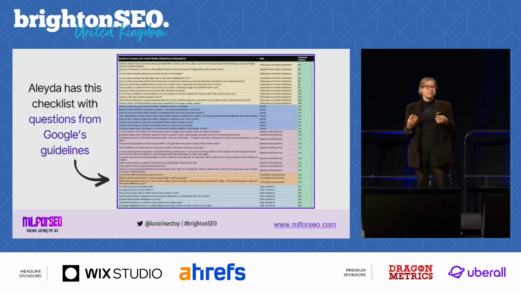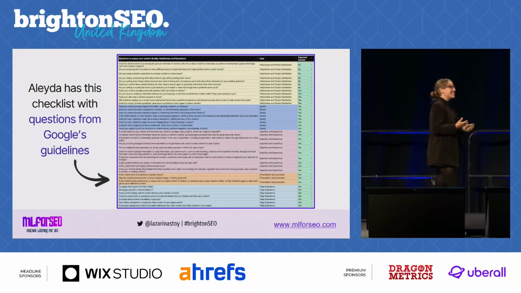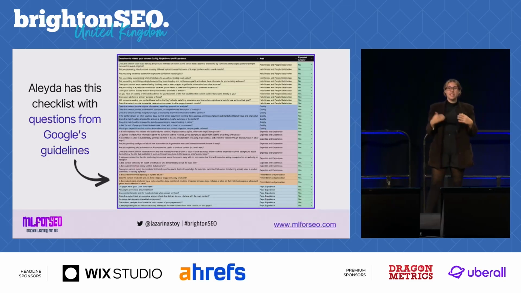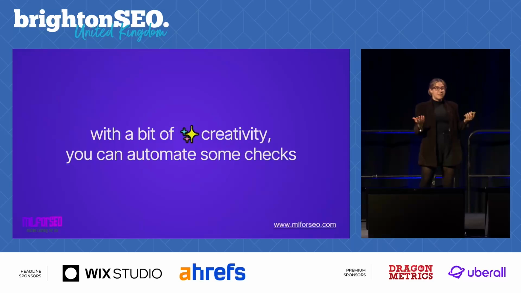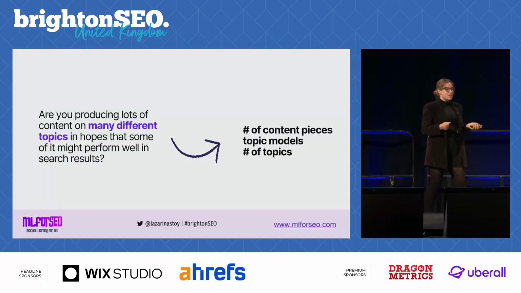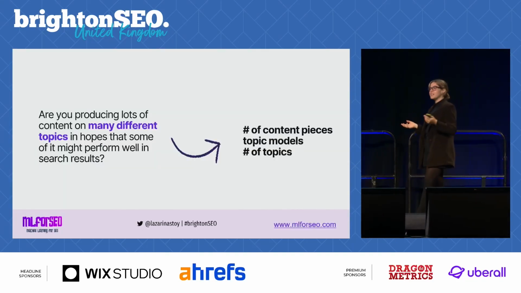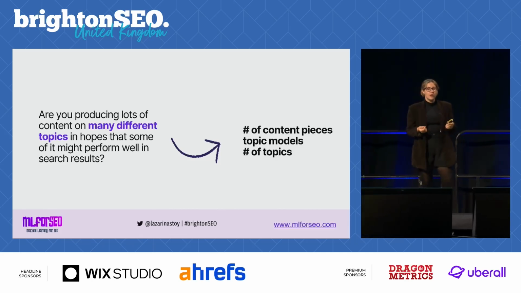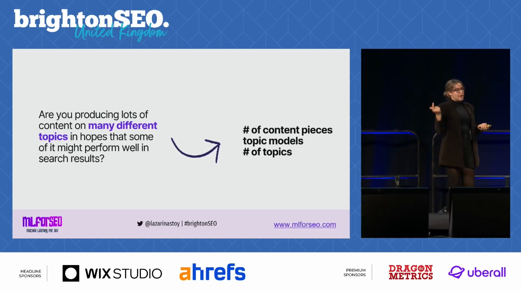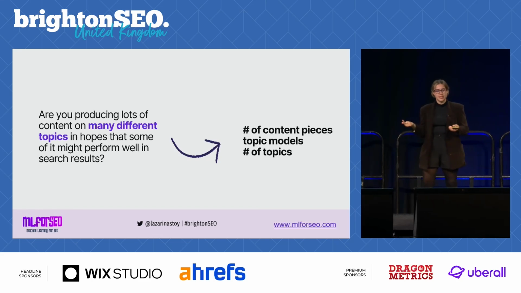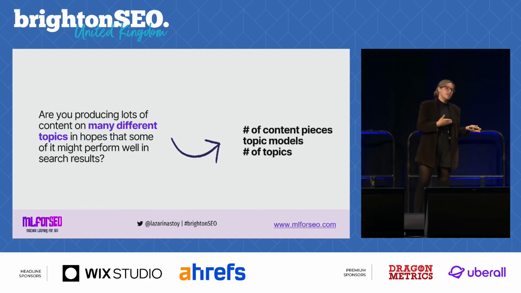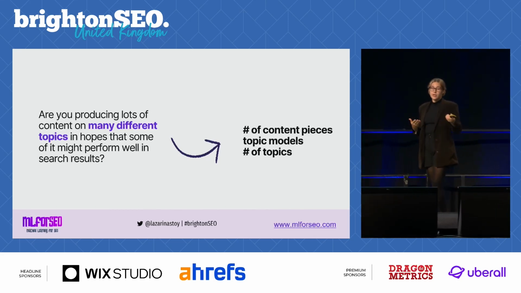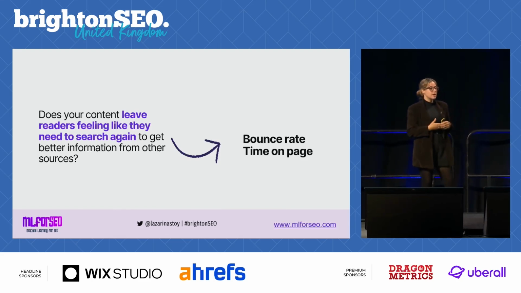When it comes to EEAT, Aleda has an amazing checklist of how we can audit this based on the guidelines that Google has already published for us. So with a bit of creativity, you can actually automate some of the checks. If you think about how many different topics the content is writing about, is it too many? Well, we already have the number of content topics. We actually have the topic models because we did that step, so we should have the number of topics as well. Once you audit like 2 or 3 websites, you should know, is it too little, is it too many, and so forth. So you can answer this question even though it seems quite complex.